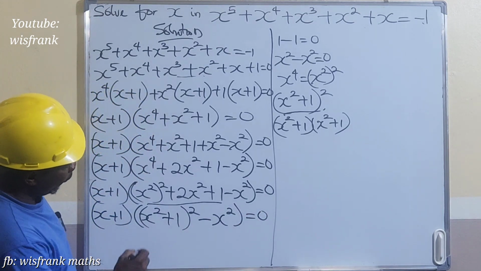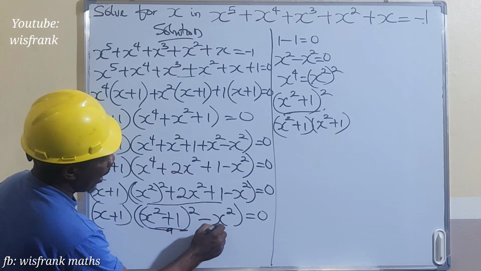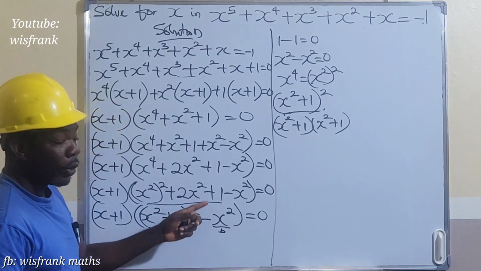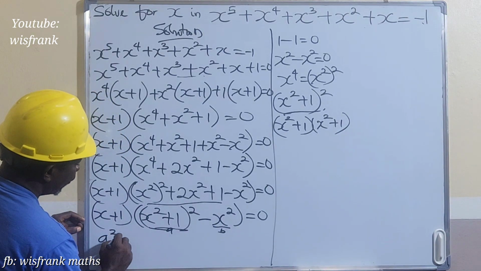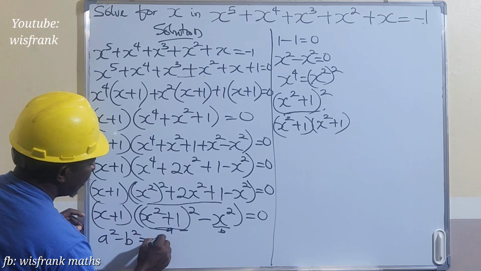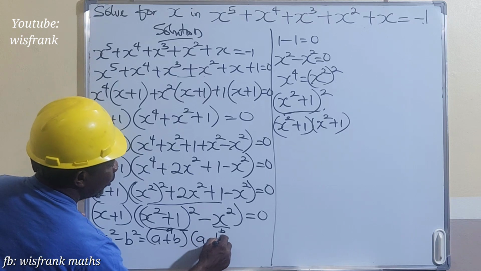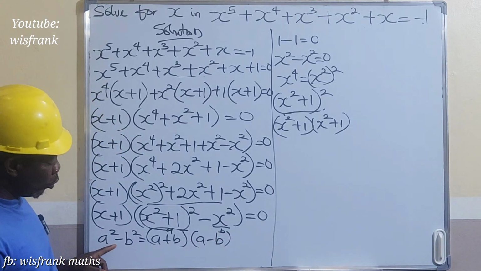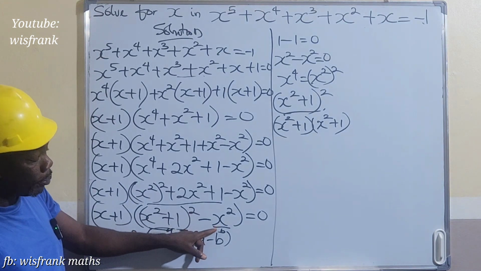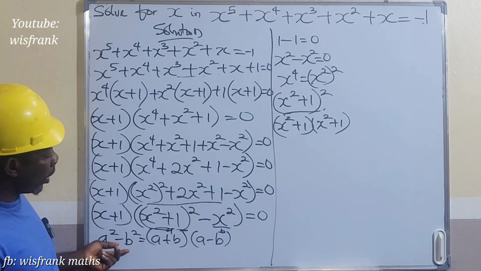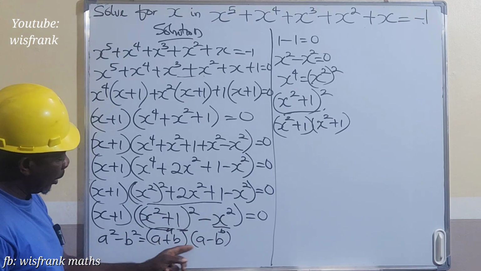Look at this. If we let the whole of here equal a and here be b, we recall that a to the power of 2 minus b to the power of 2 is the same thing as a plus b into a minus b. This is our a to the power of 2 minus b to the power of 2. So we are going to represent this in this format.